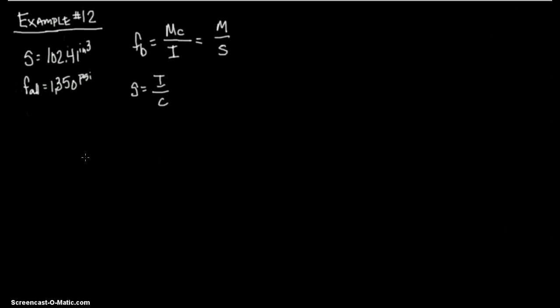The allowable bending, let's go ahead and write it, equals 1,350 psi. Once again, make sure you carry your units because you can figure out what mistakes you make by doing that. We're going to go ahead and put the moment and then your section modulus, which is 102.41 inches to the third. Let's go ahead and put that in the calculator. 1350 times 102.41. We'll solve for M.